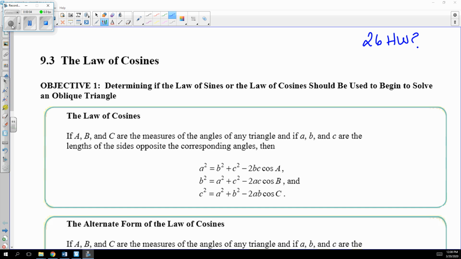Hi guys. We're going to talk about section 9.3. I recorded an entire video. It was shorter than the other two, and then it didn't actually record any of the audio, just the video. So we're going to try again.